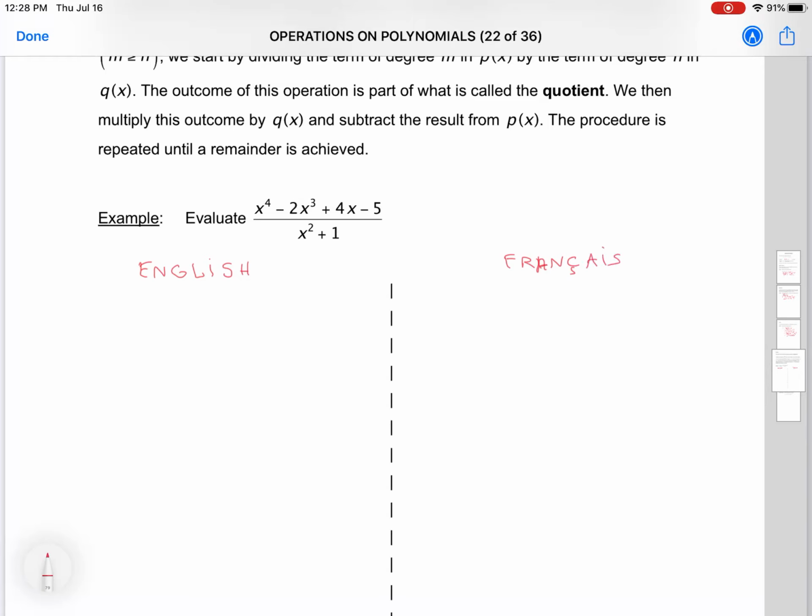in French. And although the mechanics of it is the same, the way to write it is quite different. So let's take a look. How would the English student write this? They would put it this way.